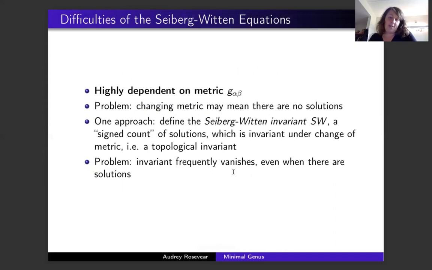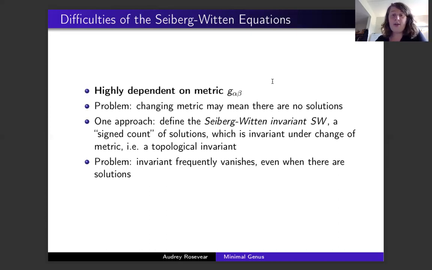So what are the difficulties here? Well, to write these things down, you require a metric, and it's highly dependent on the metric. So if you are given solutions for a particular metric, it is never guaranteed that you will have solutions if you bump the metric a bit.